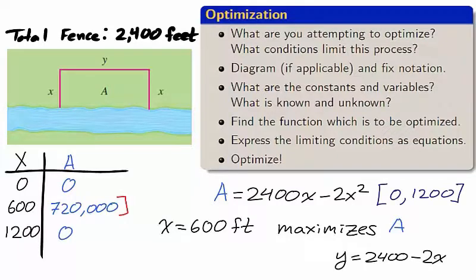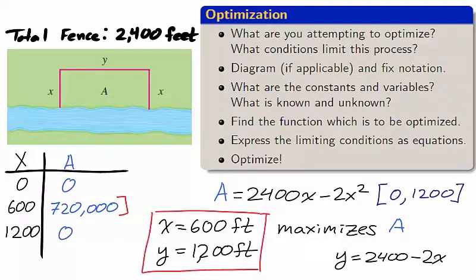But we wanted more than just x. We were interested in the dimensions of the rectangle. Recall that we found the relation between y and x, y equals 2,400 minus 2x, using the limiting condition P. So when x is 600 feet, y is 1,200 feet. And this dimension for the rectangle maximizes the area on the interval 0 to 1,200.